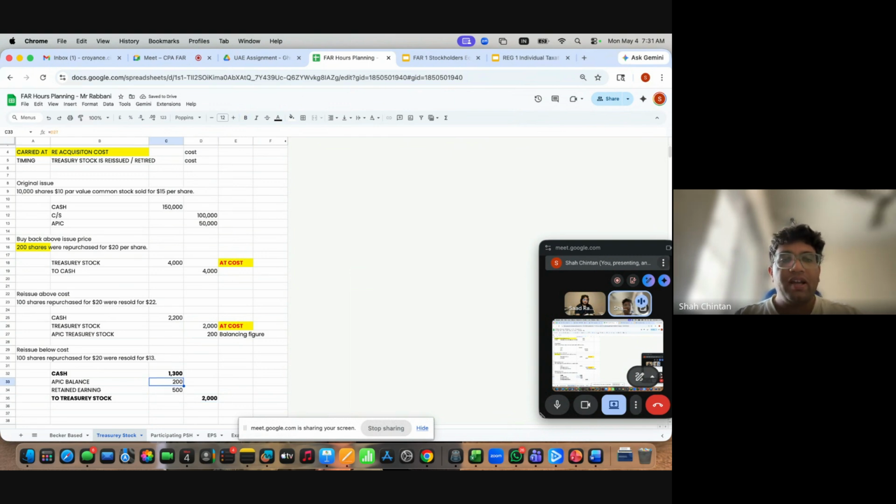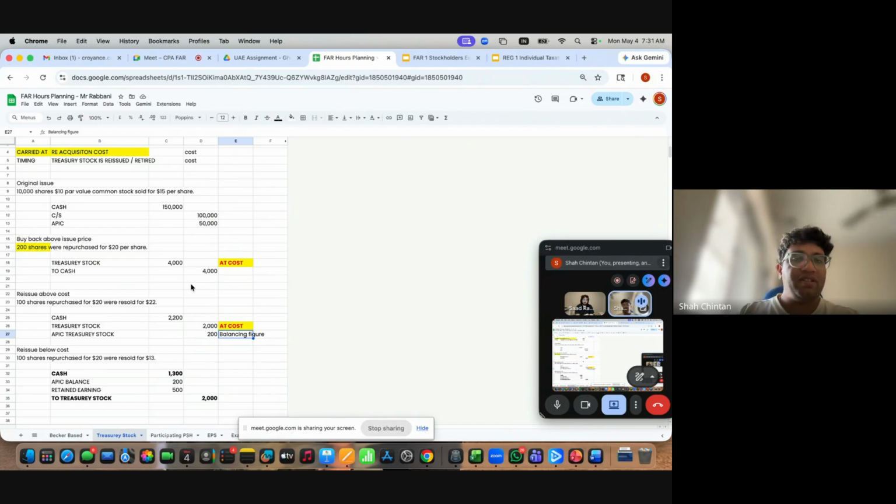Now what happens is, if there is a loss involved, you have to see whether there is any balance in APIC first. And this is the thumb rule for entire accounting, not only for this method. If you are incurring any losses in the accounting, especially in the equity section, all the losses are first debited to APIC. If APIC has no balance left, then the balancing figure is debited from the retained earnings. So if there is a loss, first preference is APIC. If APIC also has no balance, then you go to retained earnings.